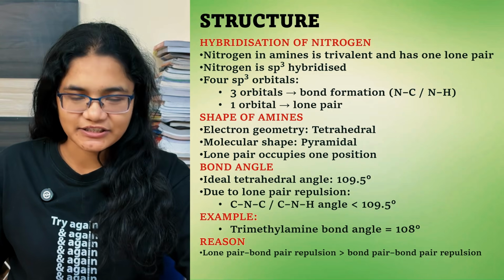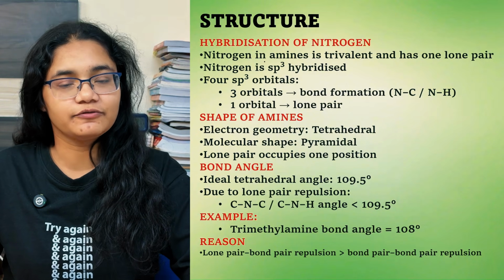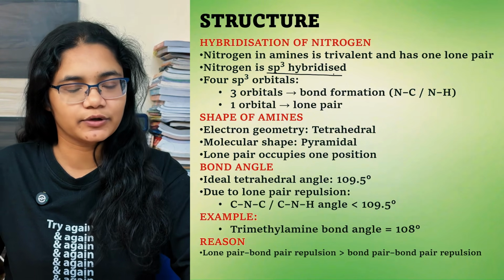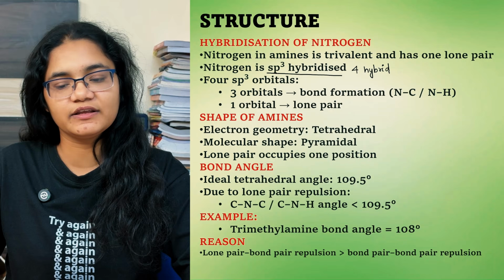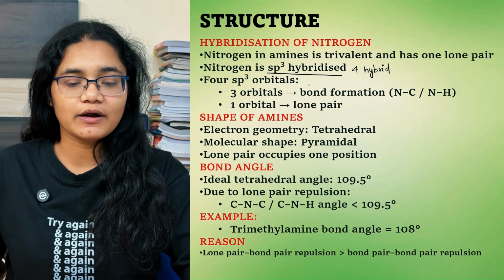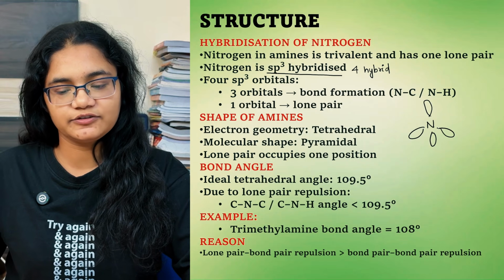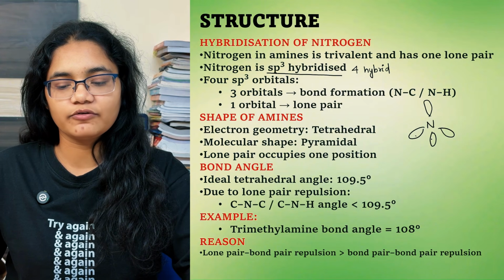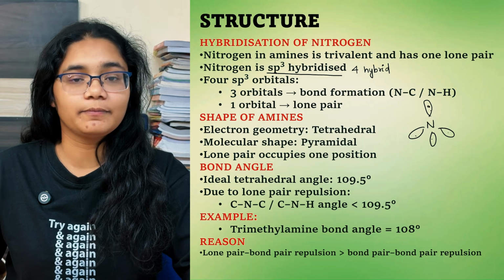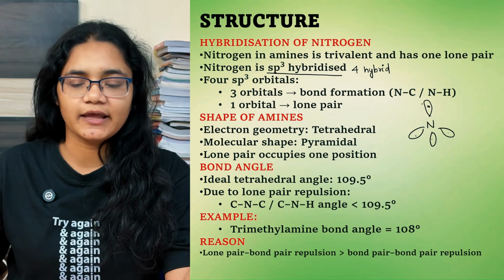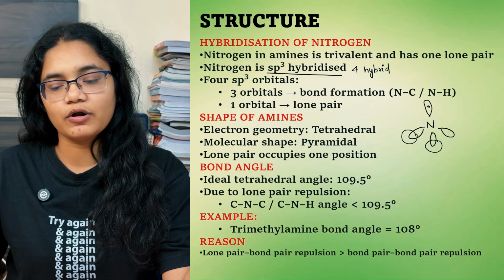So let's see the structure of amines now. Amines are derivatives of ammonia. What is the hybridization of nitrogen in ammonia? It is sp3 hybridized, which means there are 4 hybrid orbitals. Out of these, 3 form bonds with hydrogen, and one hybrid orbital contains a lone pair of electrons. I'll show you the structure as well.